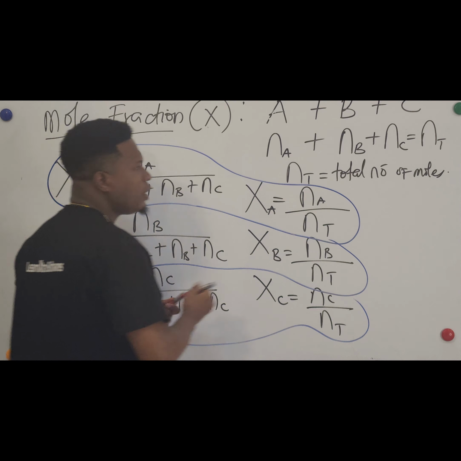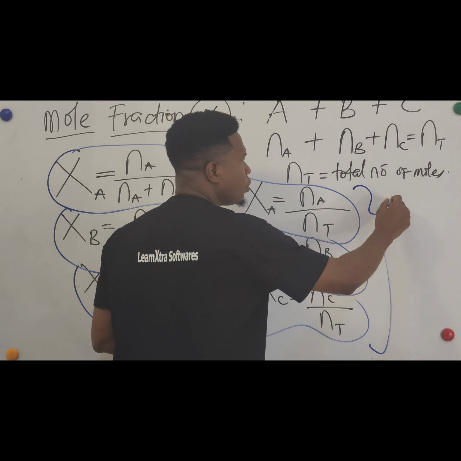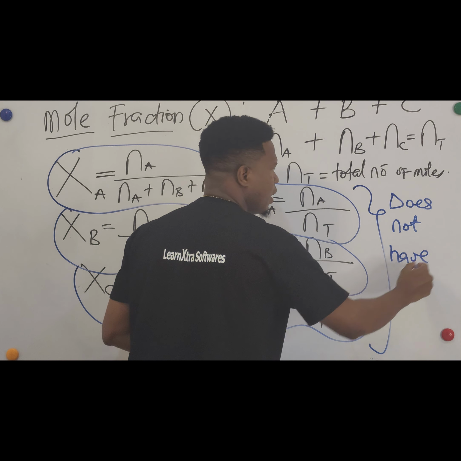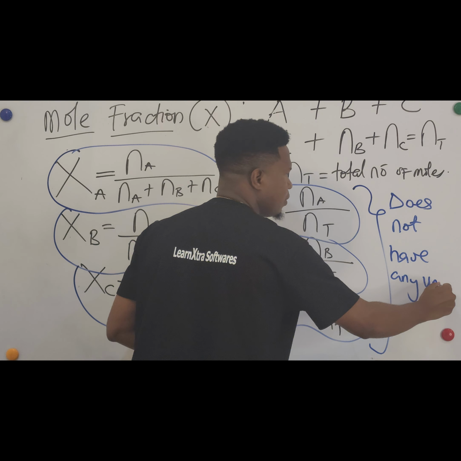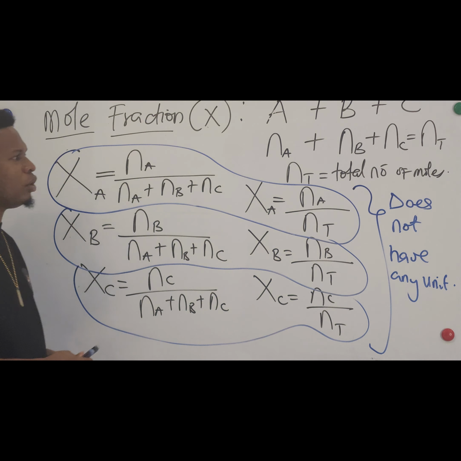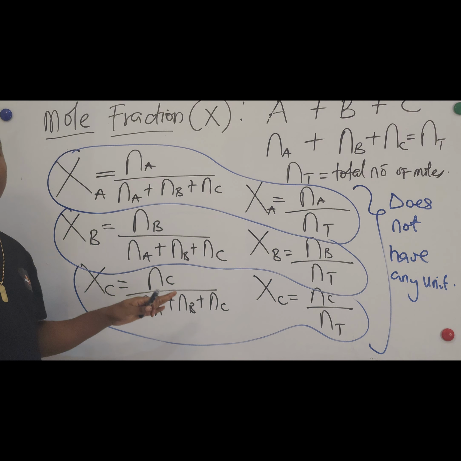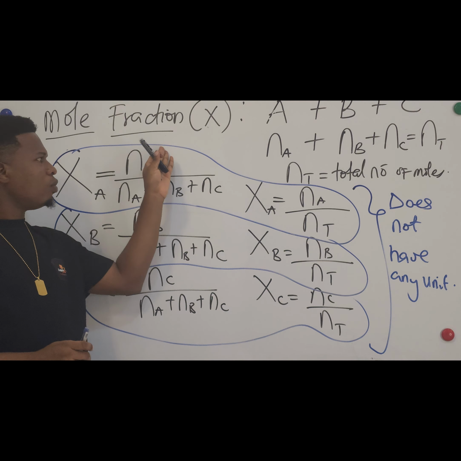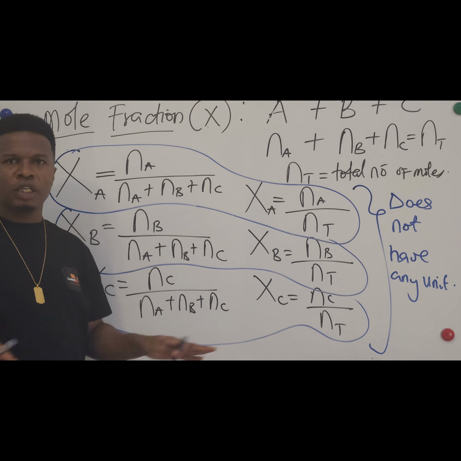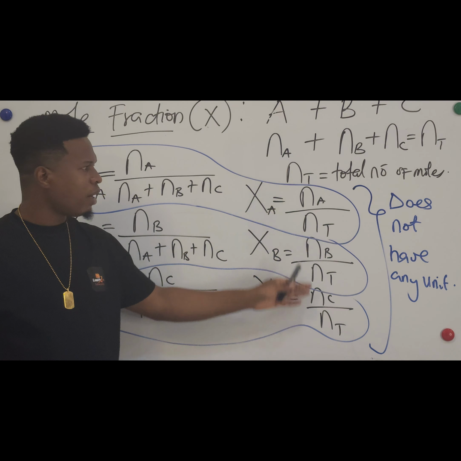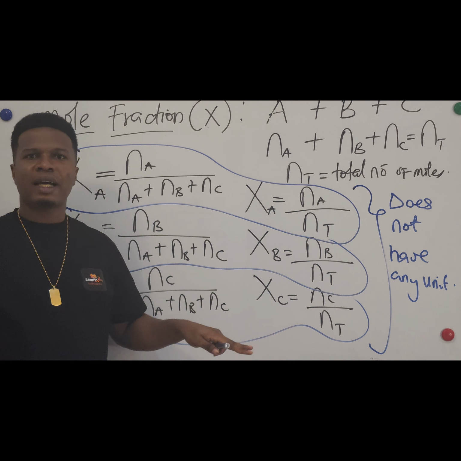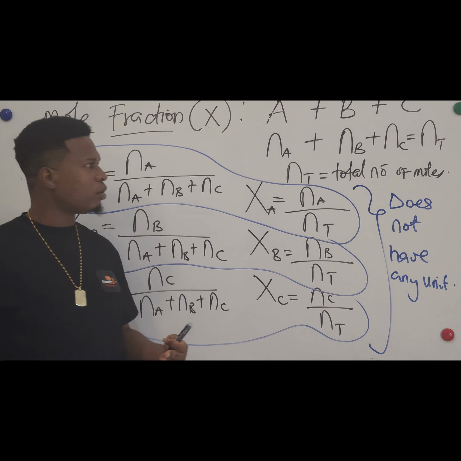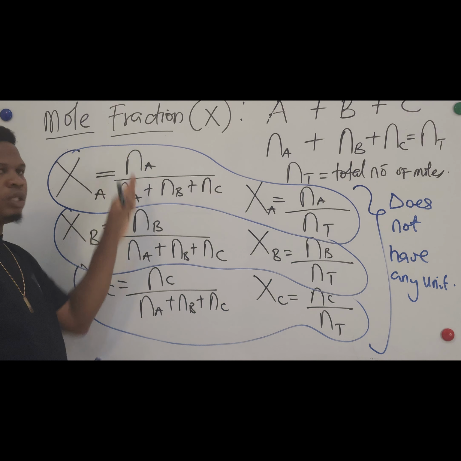So take note, mole fraction does not have any units. Mole fraction is dimensionless. Mole fraction is unitless. Why? Because the moles cancel the moles downstairs, so there is no dimension, no unit. So when you are done calculating your mole fraction, simply leave your answer without any units. Okay? So mole fraction is simply the ratio between two moles.